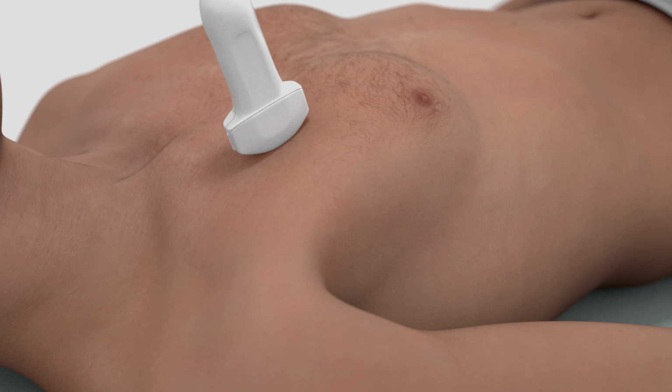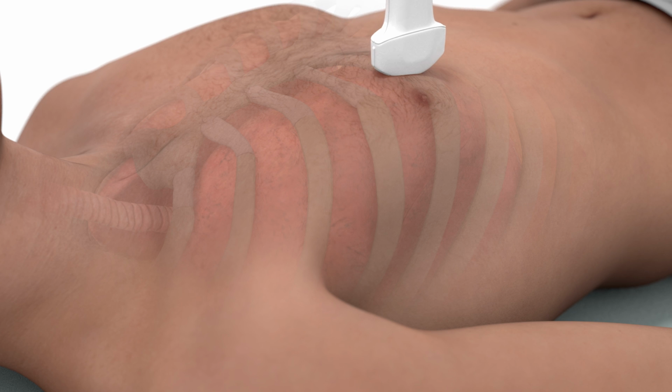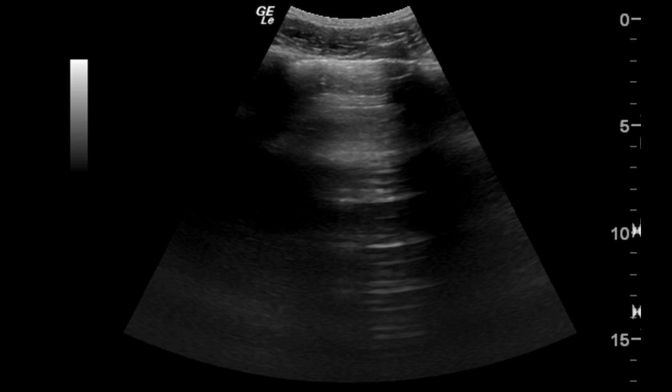For the purposes of this exercise, we will use a low-frequency curvilinear probe. To assess for pulmonary edema, scan in each hemithorax in the midclavicular line with the transducer marker cephalad. Evaluate from the second intercostal space down to below the nipple line.